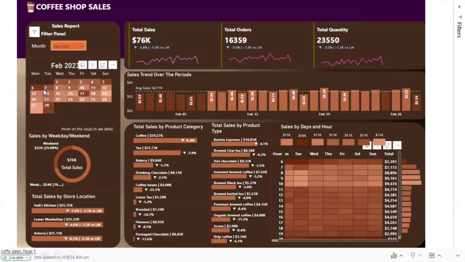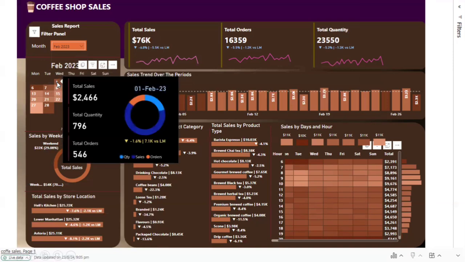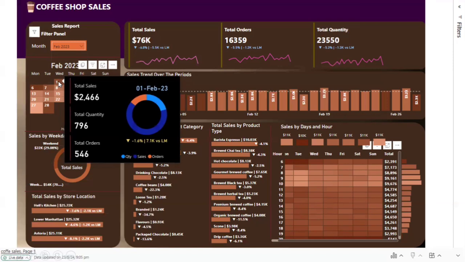Just downside here, we can see we have a calendar consisting of the days. And as I say, if you hover, we're going to get extra information like total sales, total quantity, and total orders. And just right side in the donut chart, just below the donut chart, you can see a value in yellow color that showcases a month-on-month increase or decrease percentage, and the value, this is last month.